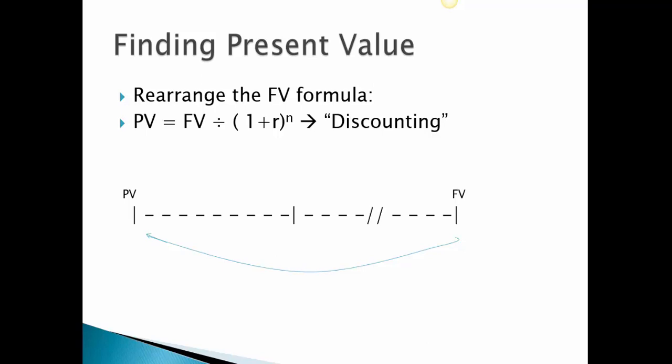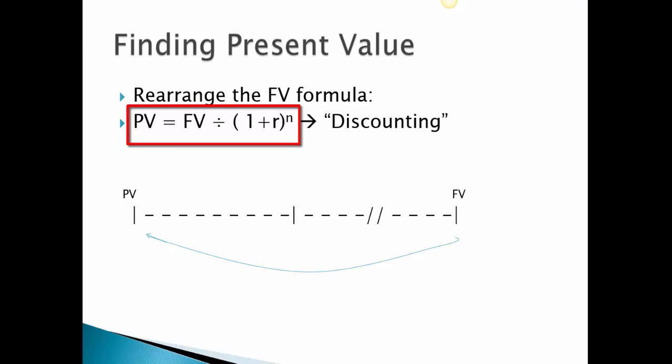Okay, in this video we're going to take a look at the next idea in time value calculations, and that is the idea of present value, finding the present value. And we're just going to rearrange the future value formula, and we're going to solve for the present value. So algebraically that implies that the present value is equal to the future value divided by 1 plus r to the n. So that process is called discounting.